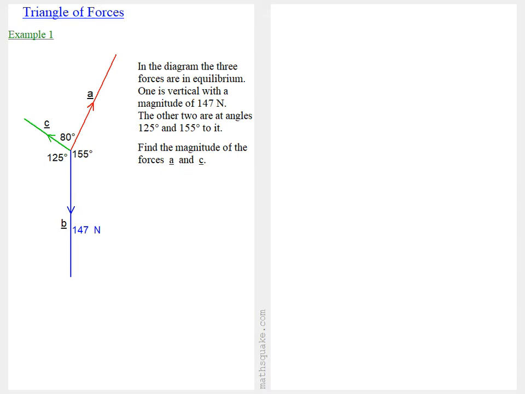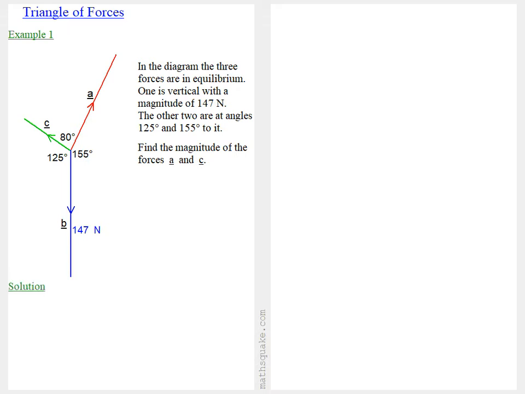Let's have a look at how we can solve a problem by drawing a triangle of forces. In the diagram, the three forces A, B and C are in equilibrium. One is vertical with a magnitude of 147 newtons. The other two are at angles 125 degrees and 155 degrees to it. Find the magnitude of the forces A and C.